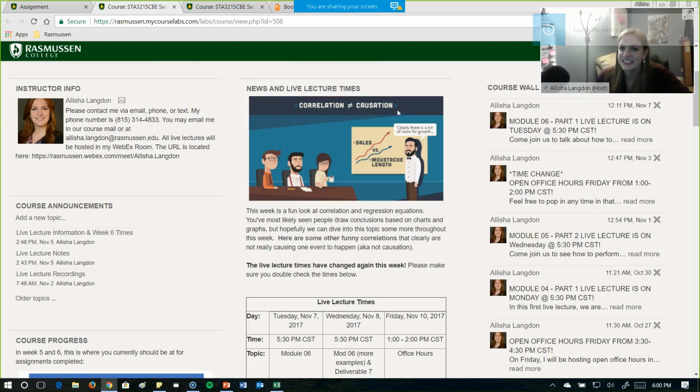But correlation does not cause causality. And you can see here, sales increased and mustache length also increased. I'm pretty sure if you're a business person and you say, oh, if we increase all of our mustache length, the sales are not going to increase. Those two are not related to one another. There are some other funny correlations here. If you want to, click on it, explore, have fun. I think they're amusing. Obviously, there's not a causality there, so you've got to be careful with that.